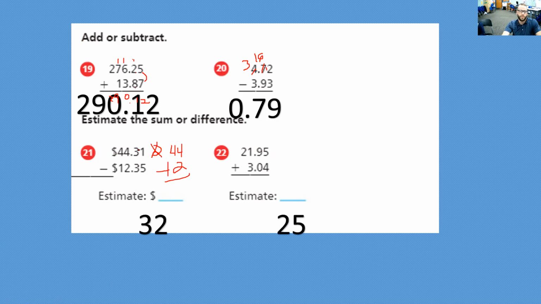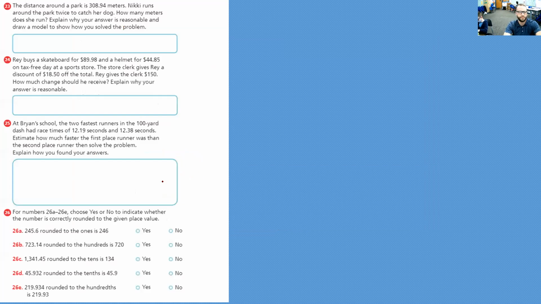Now, what's important about estimating is that there's not one answer to estimate, right? Some people would estimate it like this. Other people would say, let's just round to the nearest 10. So it's like 40 minus 10 is 30. 30 is a fine estimation. It depends what you round each number to, but those answers are going to vary.